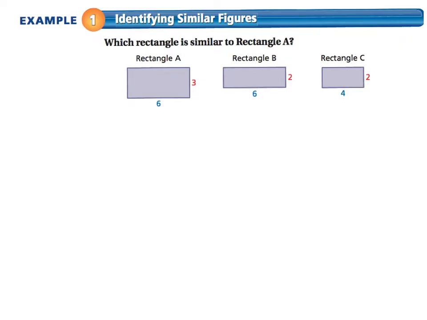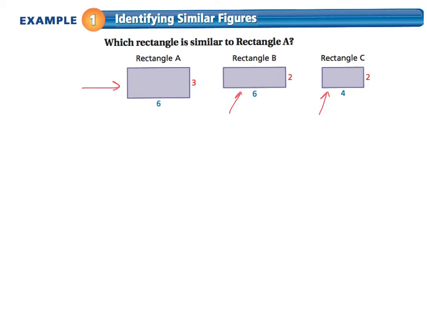So let's look at example number 1, identifying similar figures. I want you to identify them. Which of these figures are similar? What you have to do is this. Since we know these are rectangles, we know that all of the angles here, here, and here are all 90 degrees. So the corresponding angles are all congruent. However, we have to see if the corresponding side lengths are proportional.